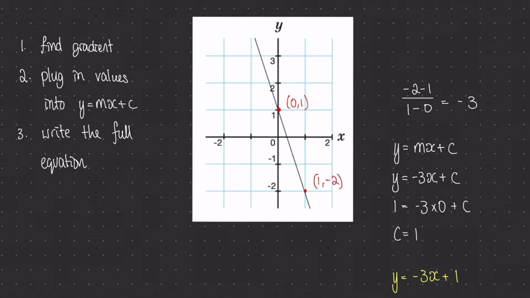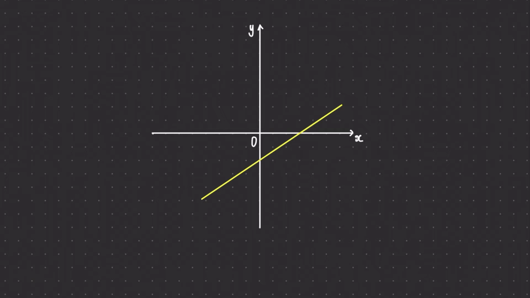Now we can also check our final answer against the graph. We can see that the graph clearly crosses the y-axis at +1, and my + c there is in fact +1. Let's have a look at one last example together.